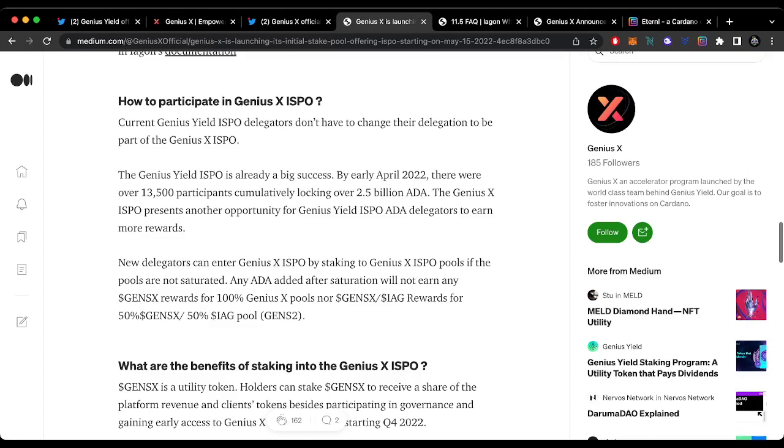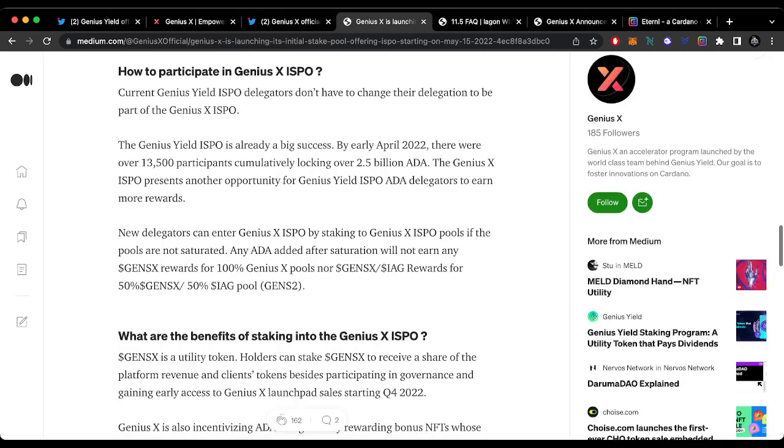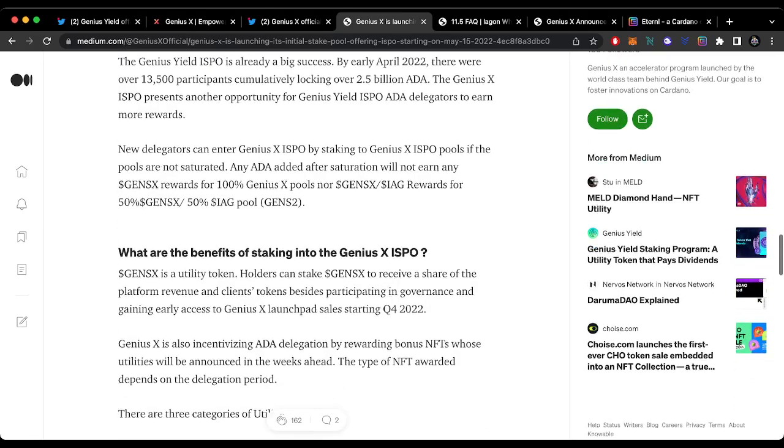The Genius Yield ISPO has been a massive success. By April 2022, there have been over 13,500 participants locking over 2.5 billion ADA. The Genius X ISPO represents another opportunity for Genius Yield ISPO ADA delegators to earn even more rewards. So this is a fantastic thing.